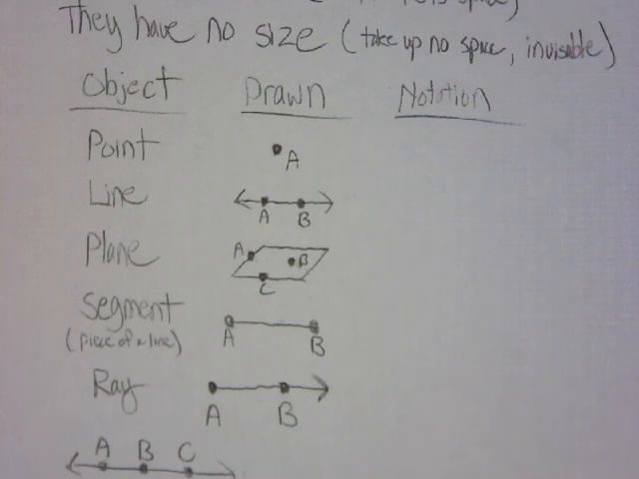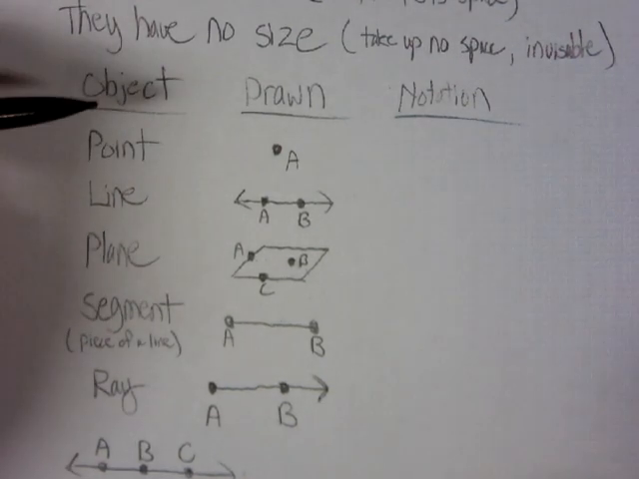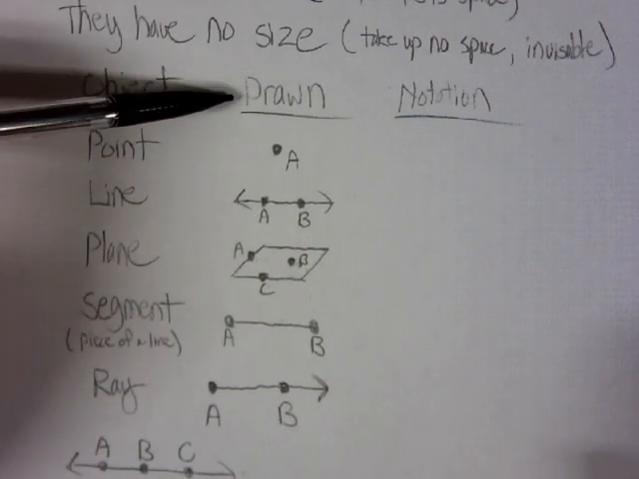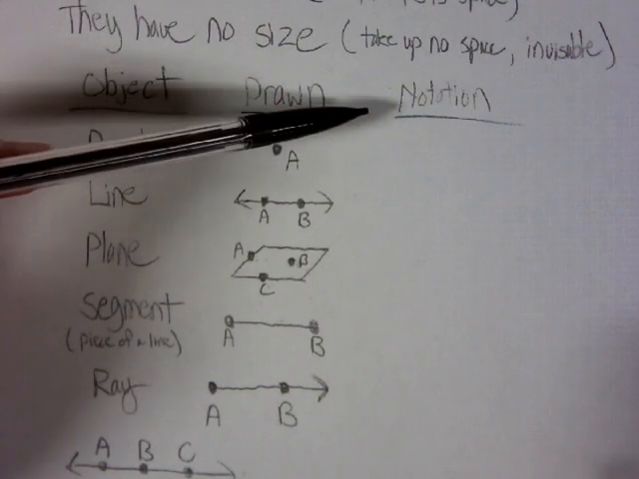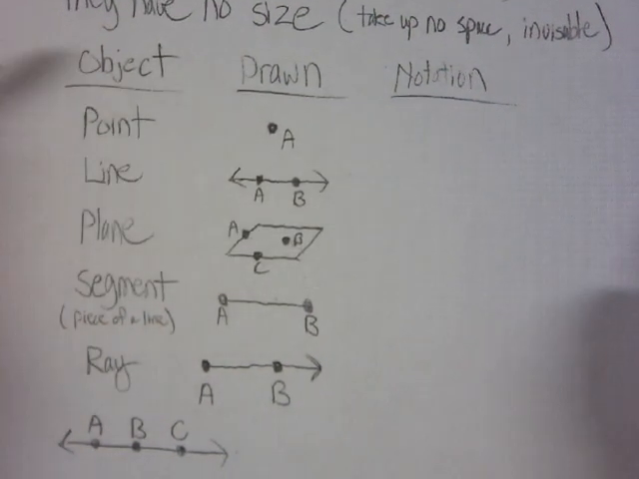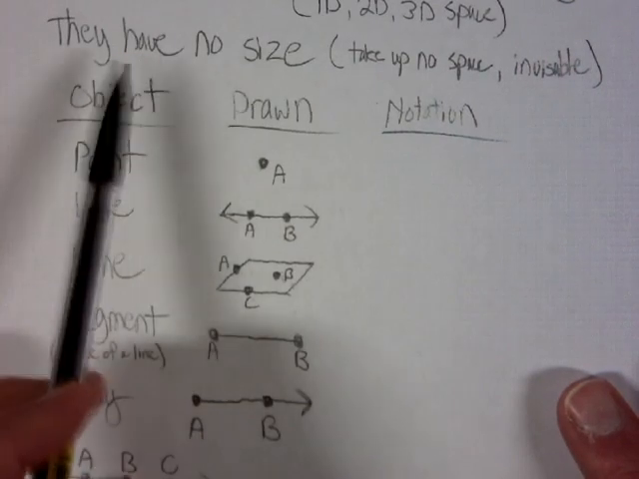So we've got a chart here, and it's three columns. The first column is the name of the object. The second column is how it's drawn. And then the third column is going to be the notation for it. So we're going to go through the notation for each one of these objects, and then when we're done talking about the notation, we'll tie it all back together based on this statement.